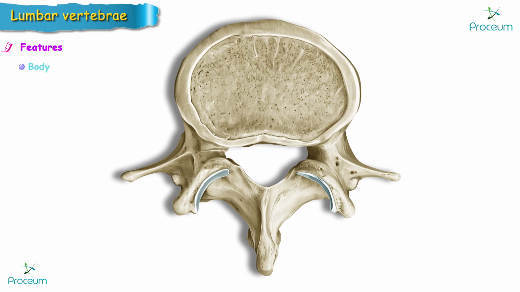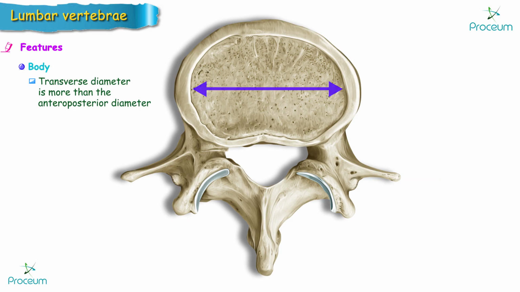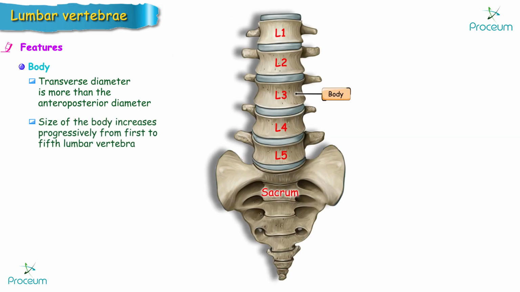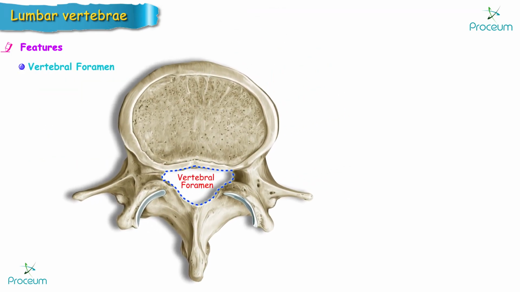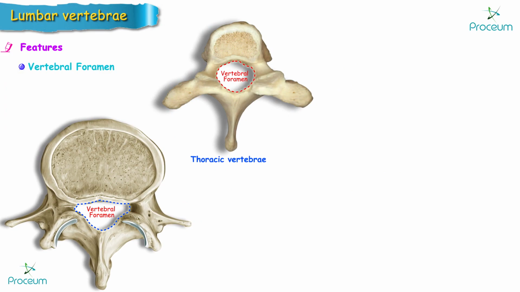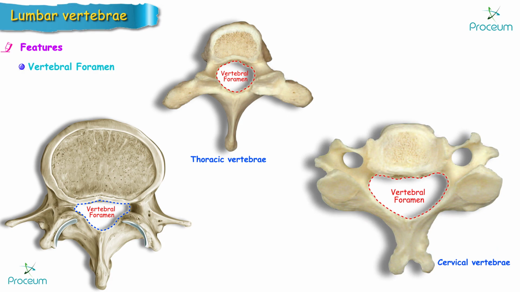Features. The body of the vertebra. Transverse diameter is more than the anterior-posterior diameter. The size of the body increases progressively from the 1st to the 5th lumbar vertebrae, and the body is massive and reniform. Vertebral foramen. It is triangular in shape. It is larger than in the thoracic vertebrae, but smaller than in the cervical vertebrae.